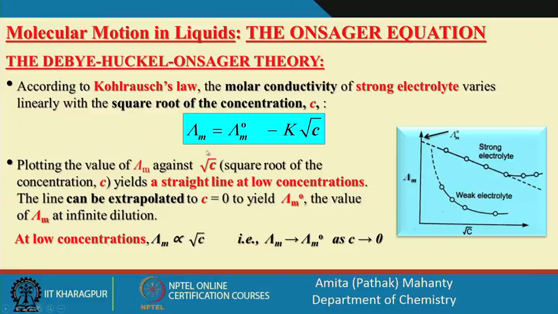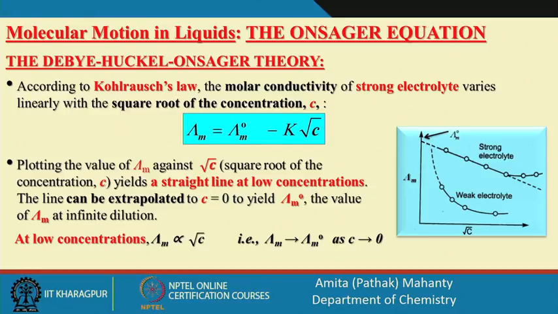If you remember, this was the expression we had: the molar conductivity at any concentration was equal to the molar conductivity at infinite dilution minus k under root of C. So, we have a square root of concentration dependence of the molar conductivity.